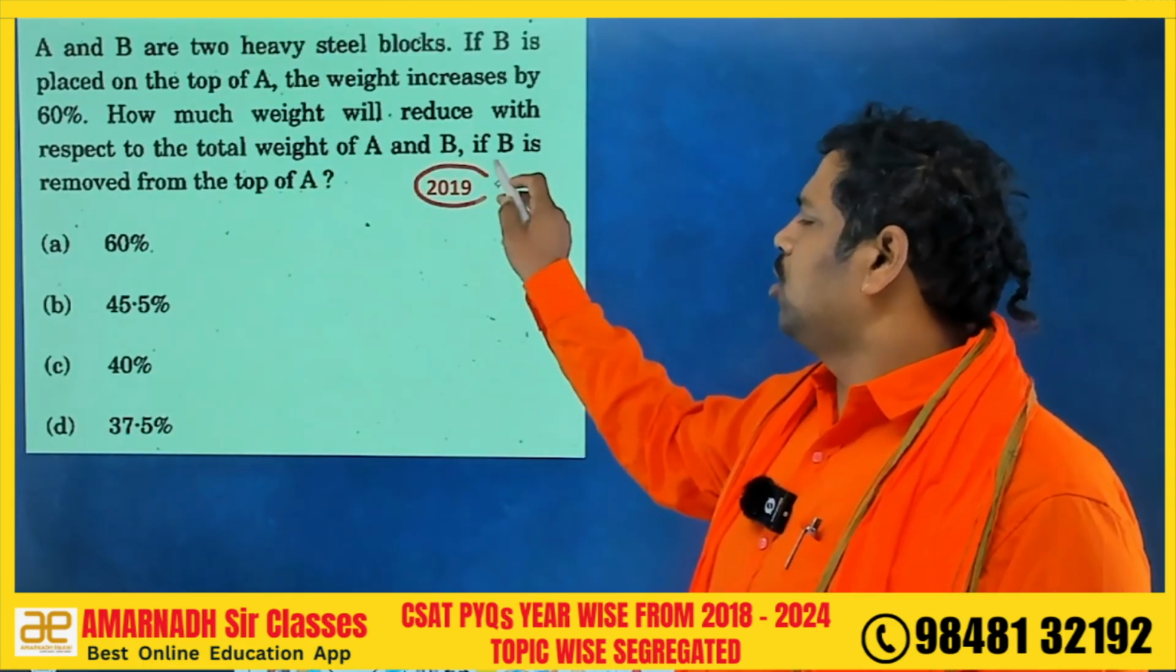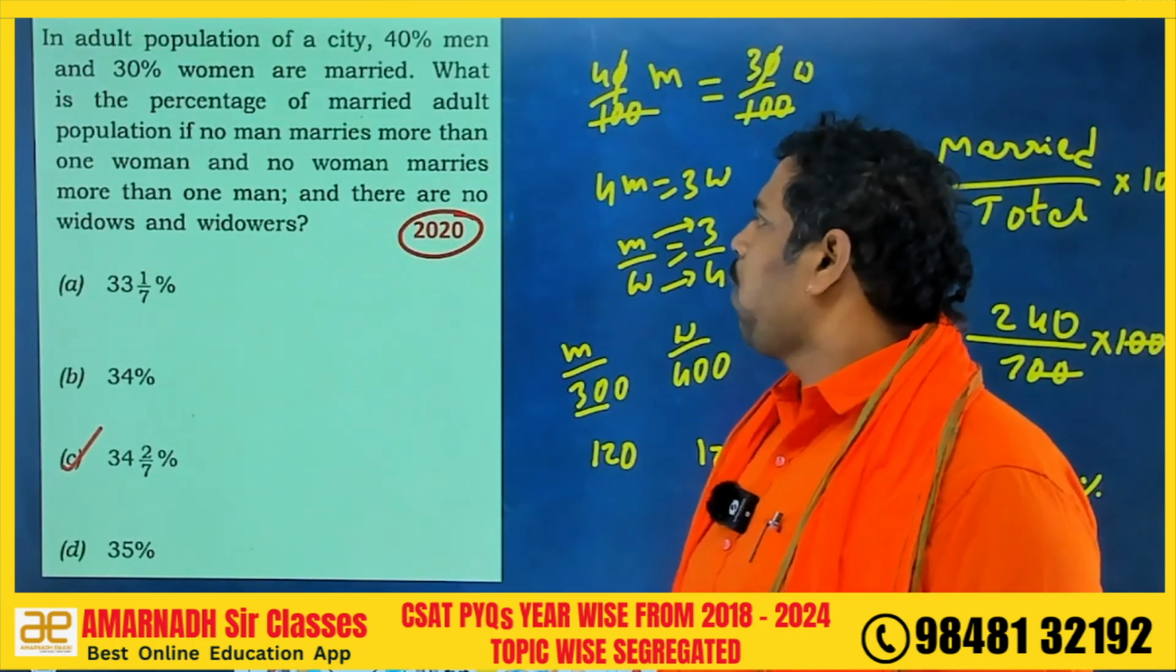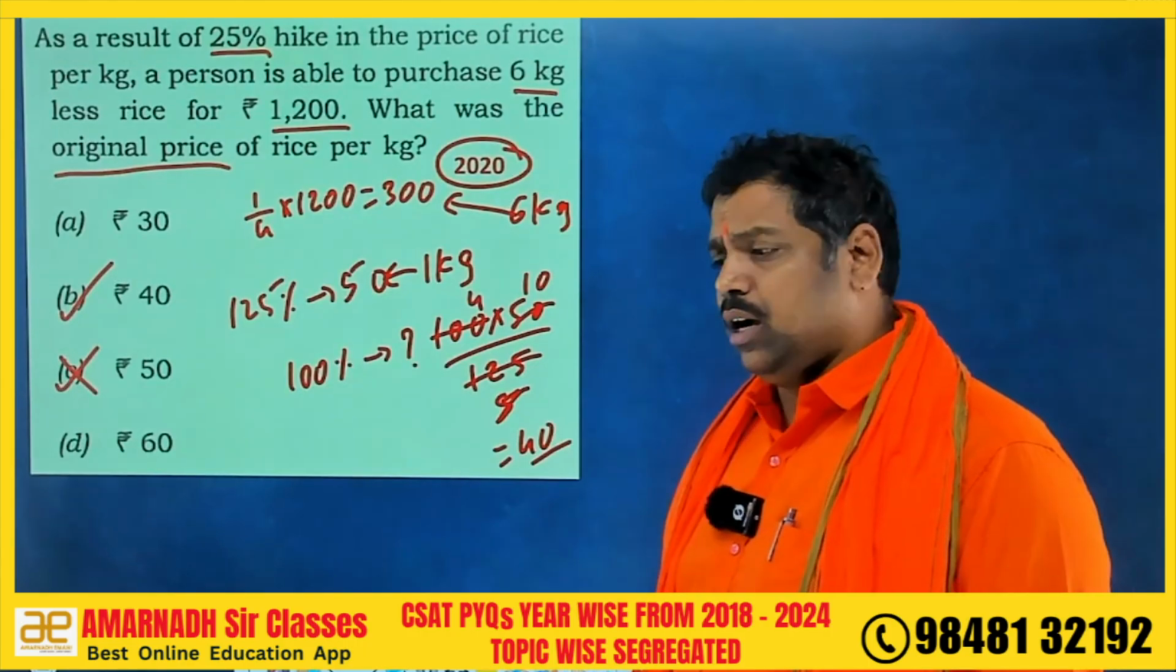In 2019 and 2020, how many questions did you get in total? 1 and 2 questions only. Yes, 2 questions only. Of course, 2 questions means 5 marks. It's not a low weightage.